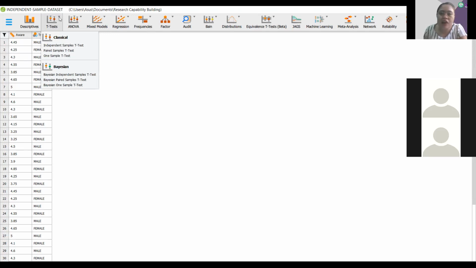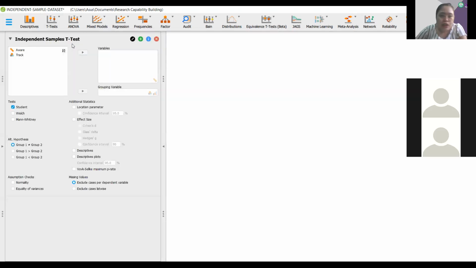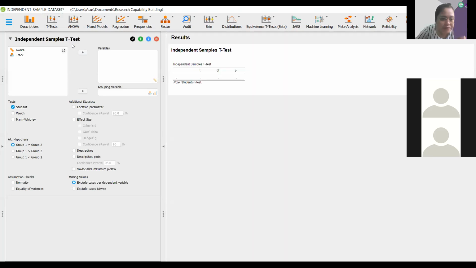And again, ano nga ito? Independent sample t-test. The groups are independent from each other. The results ng male is different sa result ng female. Magkaibang tao yun. So again, independent sample t-test. So just click this and then you will see this one. Okay? Now, itong variables, this will be the dependent variable.